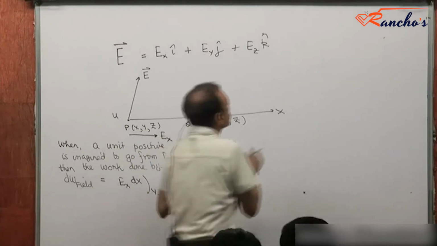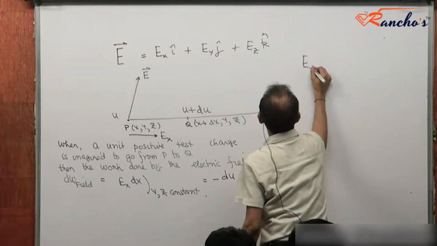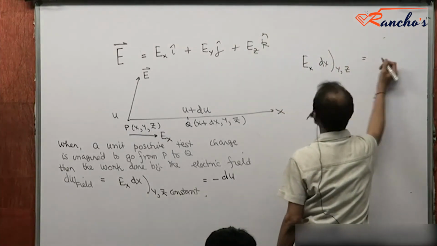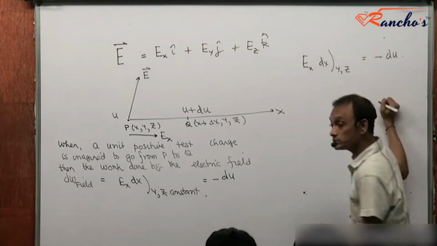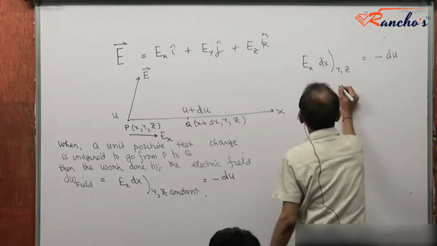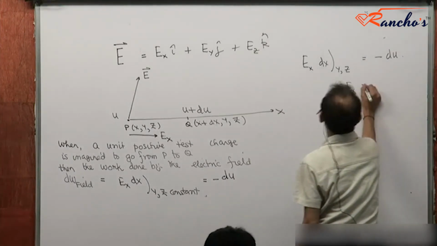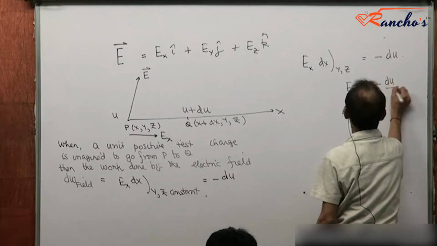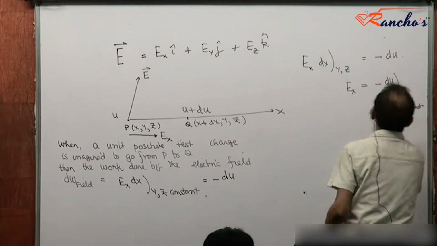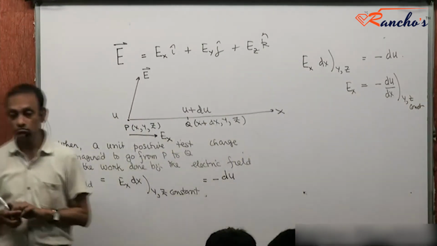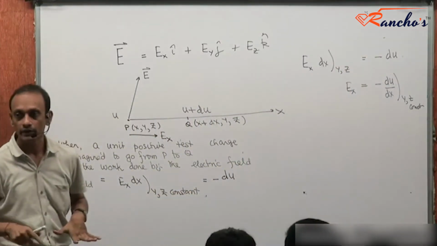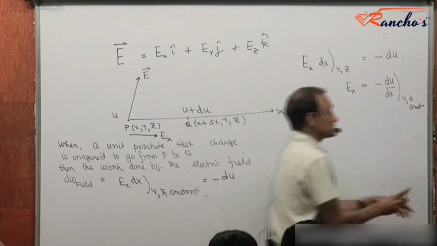That means now Ex into dx, keeping y and z constant, is the negative of the change in potential from P to Q. So Ex is minus du/dx, keeping y and z constant. This is what it means. We bring the dx here, maintaining y and z constant, and do the whole operation.